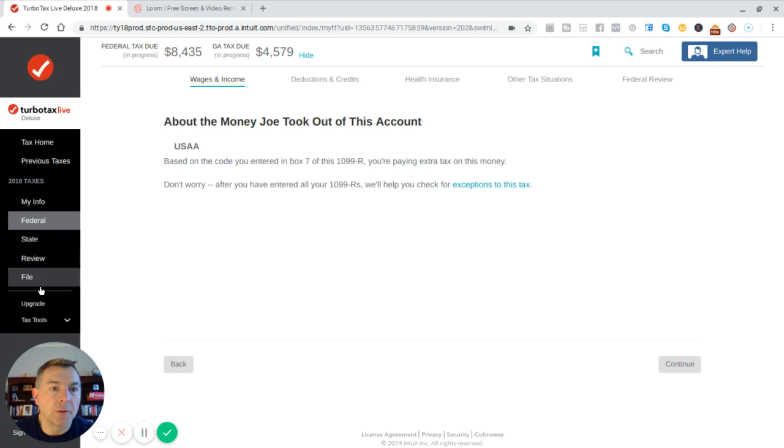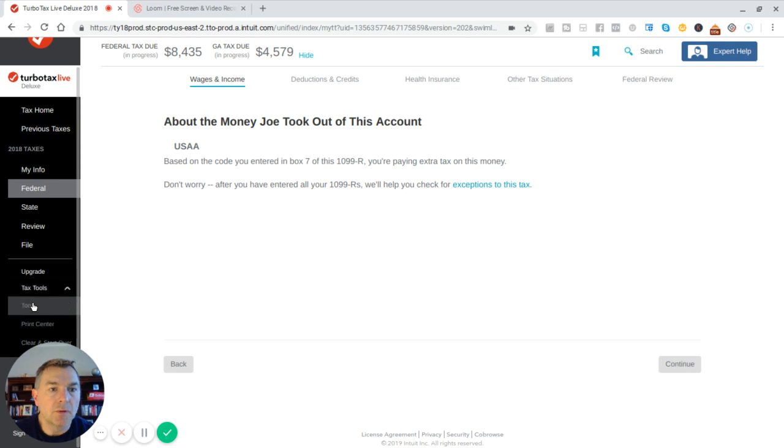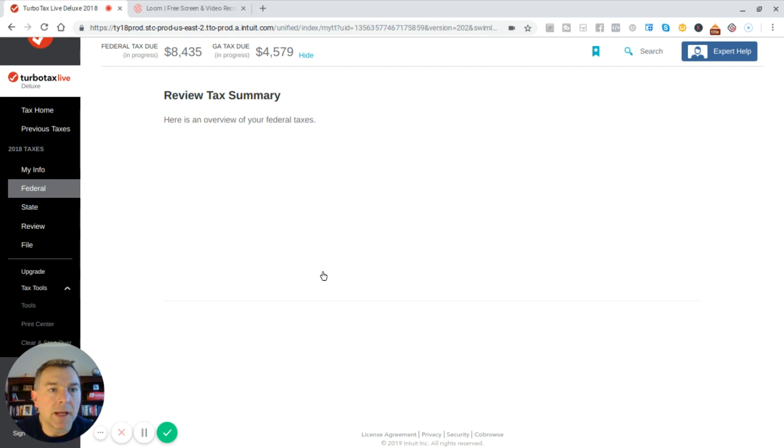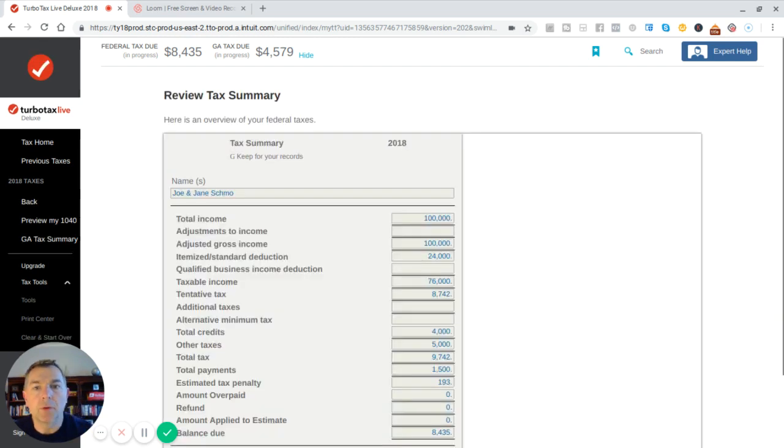All right, let's go to tax tools. We'll go to tools here, and we're going to go to view tax summary and see what we're looking at. Here we've got $100,000, $24,000 of standard deduction. Our initial tax is $8,742. We've got $4,000 in credits. We get $5,000 in other taxes. You know what that is? That's that 10% penalty because I'm not 59 and a half. So you take $8,742, subtract $4,000, add that $5,000 back. Our total taxes are $9,742.